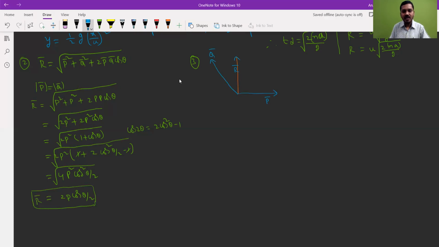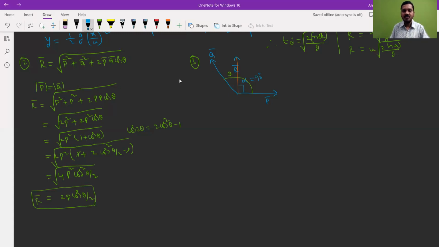We know the angle here is 90, this is alpha. Alpha is the angle made by the resultant of P bar and Q bar with the direction of P. So here alpha is equal to 90. But which angle is theta? Theta is the angle between the two vectors P bar and Q bar. This is theta. Now we want to find the theta value here.